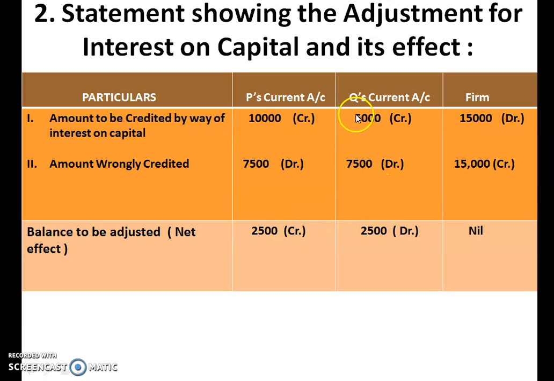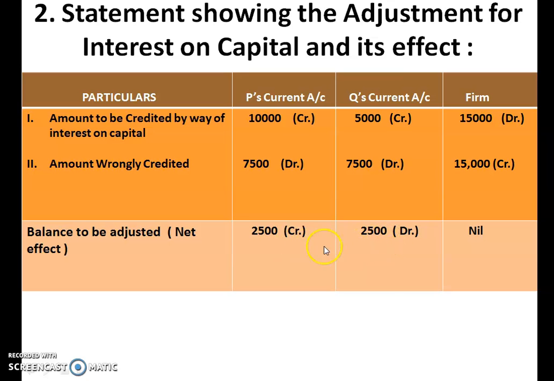Now for Q, again subtract 5,000 from 7,500. How much will you get? 2,500. So again just note down which side is more. Yes, debit, that is, 7,500 is more. So the debit amount is more. That you will write over here: debit. Okay. So this is the part of your second working note.